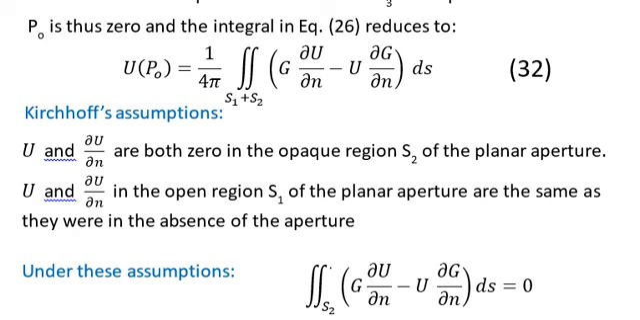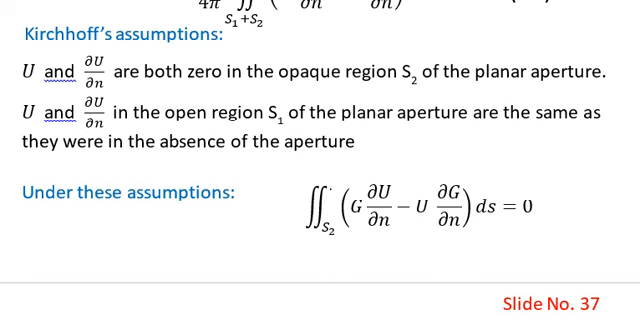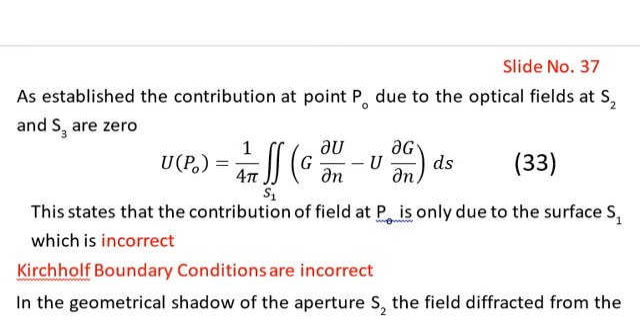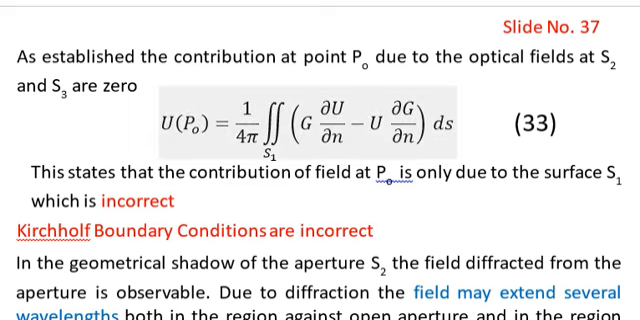Then of course the integral over the surface S2 will vanish. So under these conditions that Kirchhoff assumed, the double integral over the surface S2 is equal to 0. It means that under Kirchhoff's conditions, we are left with only one surface, that is the surface S1, at which we have to calculate the contribution on the point of observation P0.